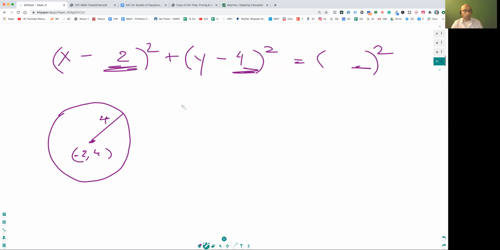So now how do you do it? So that's 4. That's the radius. Well done. That's the radius, right? Now there are some shortcuts to this.